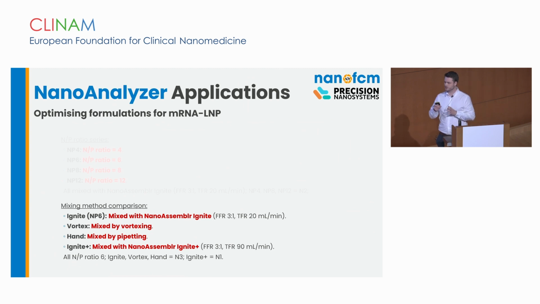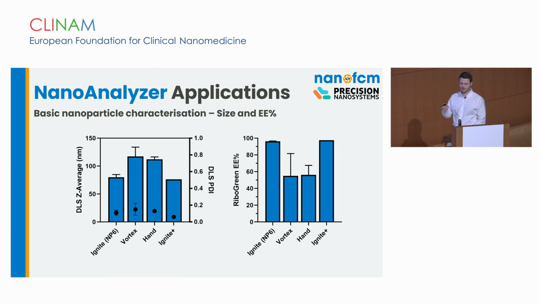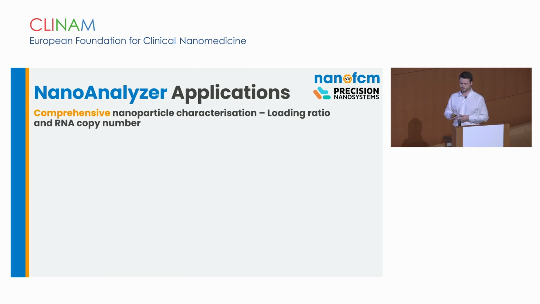And then the final part of this same collaboration that I'll talk about is using a comparison of different mixing methods. So these were 3 different batches prepared with either the Ignite or the manual methods of vortexing and hand mixing. When we look at the DLS analysis, we can see an obvious change here, in that the vortex and the hand mixing result in a higher size of LNP versus the Ignite system. When we then look at the encapsulation efficiency, we can see that we've got a much lower encapsulation efficiency in those particles as well. So this is using those basic nanoparticle characterization techniques we've already discussed.